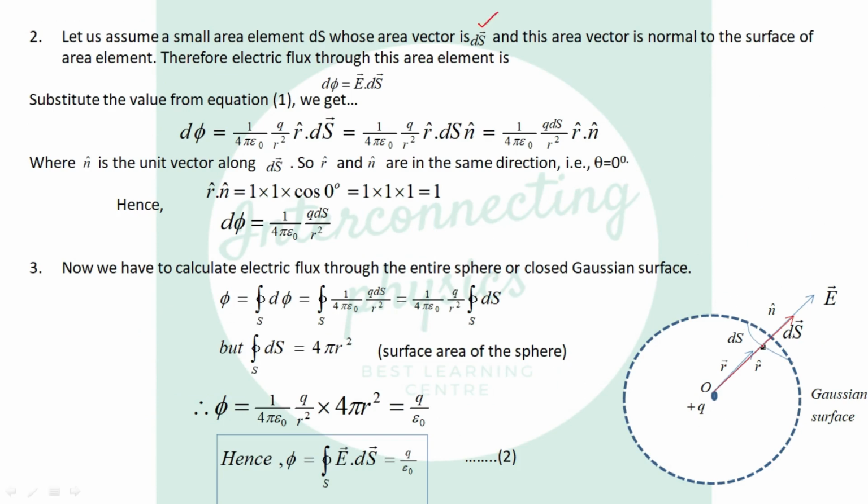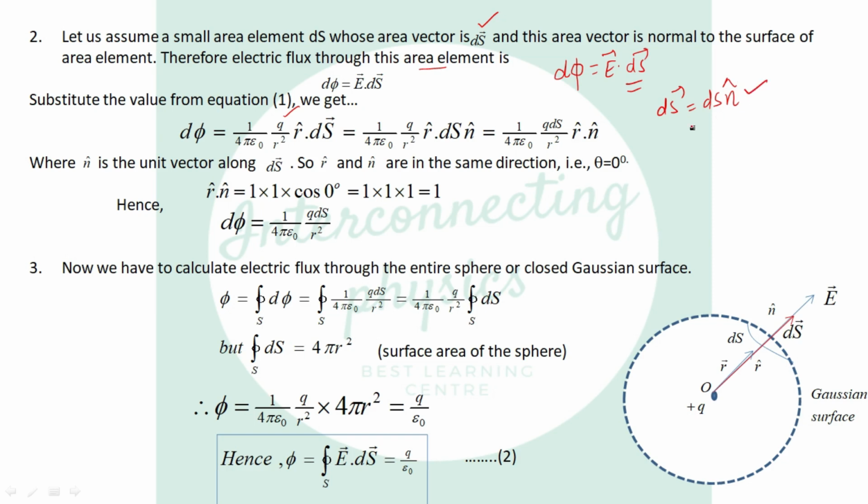You know dS vector is always normal to the dS. Now the electric flux through this small area element, small electric flux, is E dot dS vector. Now substitute the value of E vector here and write dS vector as magnitude dS times n cap, that is the unit vector perpendicular to the surface.